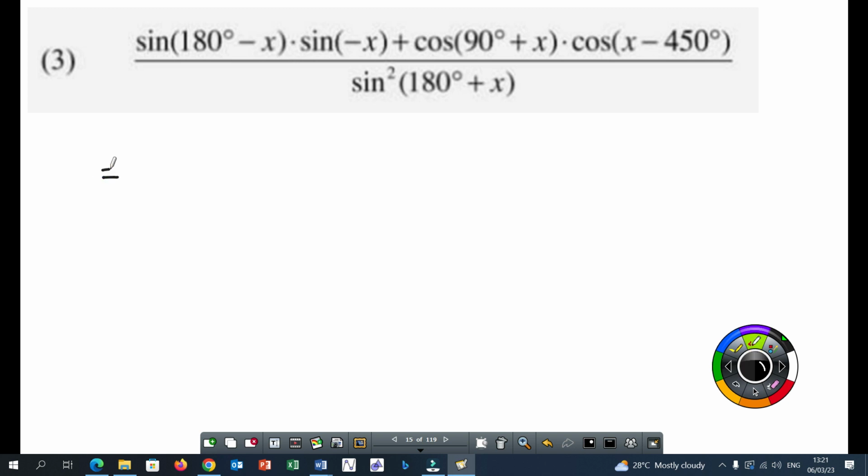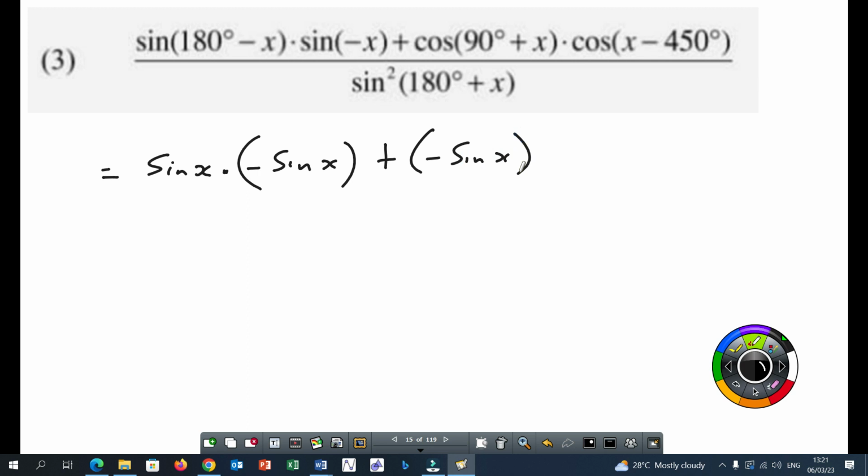Sine 180 minus x is equal to sine x. Okay? Sine minus x is equal to what? It's negative sine x. And then cos 90 plus x is what? It's going to be positive minus sine x.